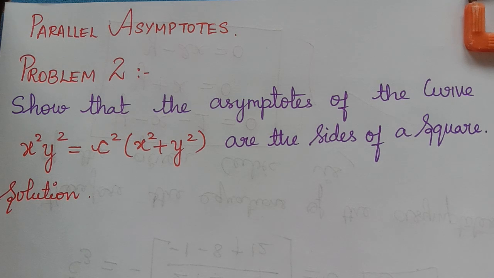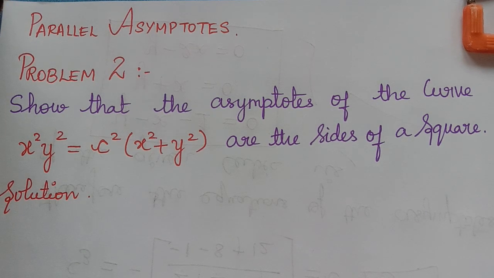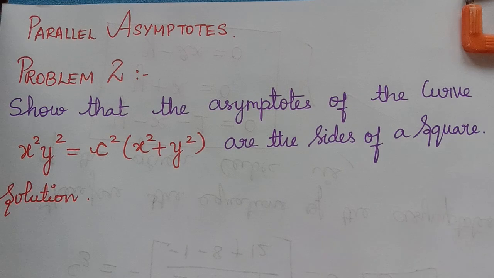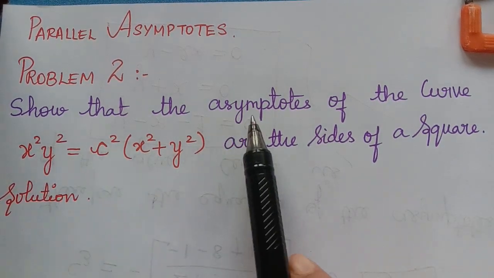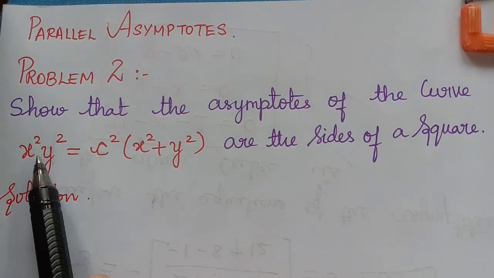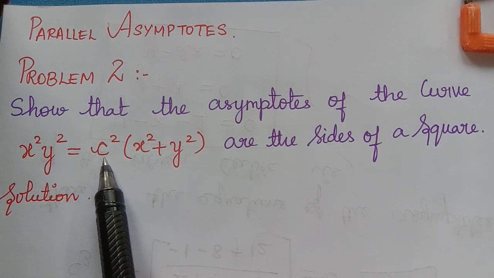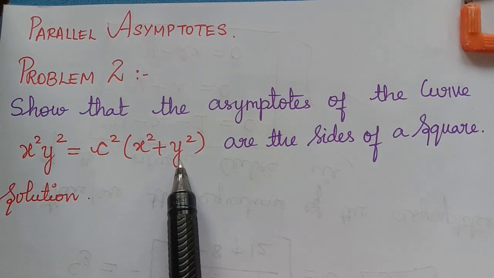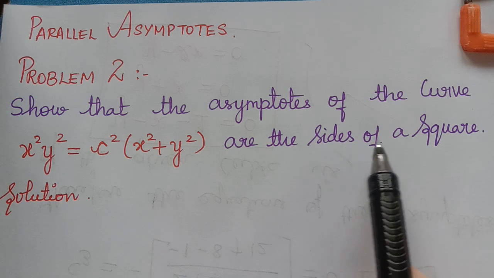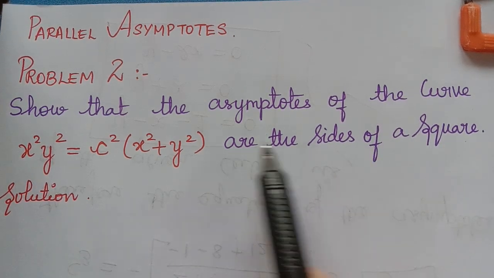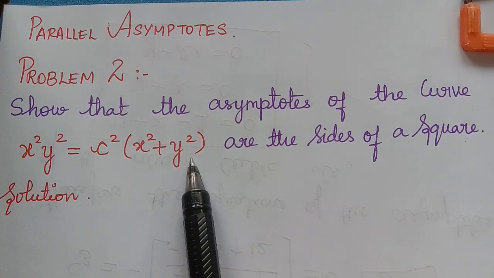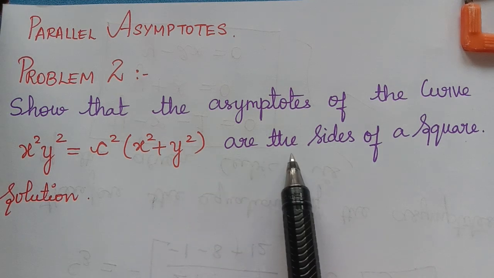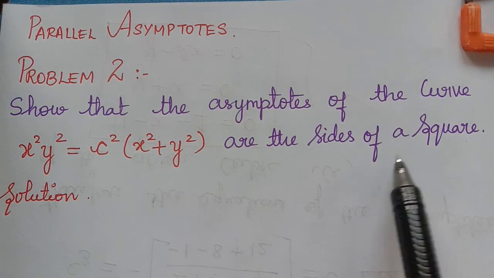Dear students, under the topic parallel asymptotes, here we have the second problem. The question is, show that the asymptotes of the curve x squared y squared equals c squared multiplied with x squared plus y squared are the sides of a square. First of all, we shall find the asymptotes for this curve and then graphically let us prove that they form the sides of a square.